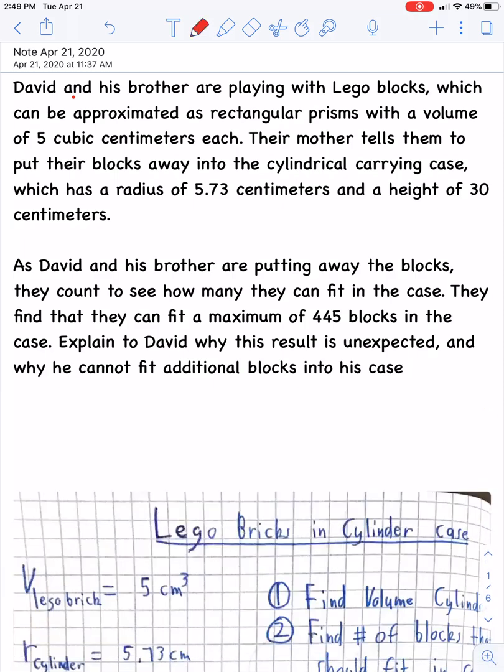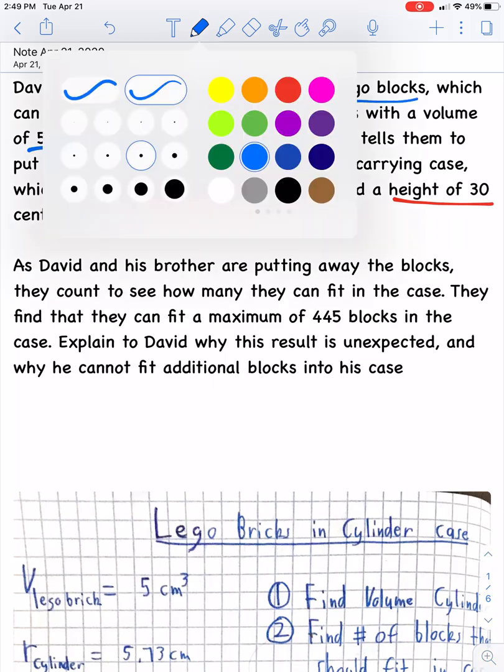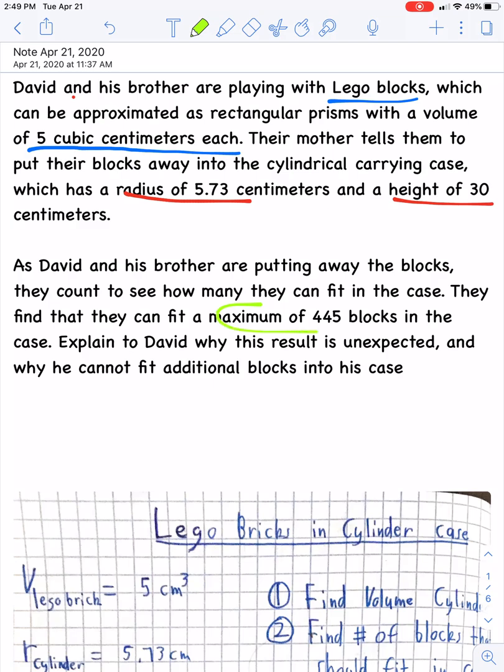Alrighty, so just taking a look, our radius is 5.73 and height is 30 centimeters for the carrying case. We also have a volume of 5 cubic centimeters each for the Lego blocks. And then lastly, we've got this maximum of 445 blocks that end up fitting in the case. We want to figure out why that number is unexpected.